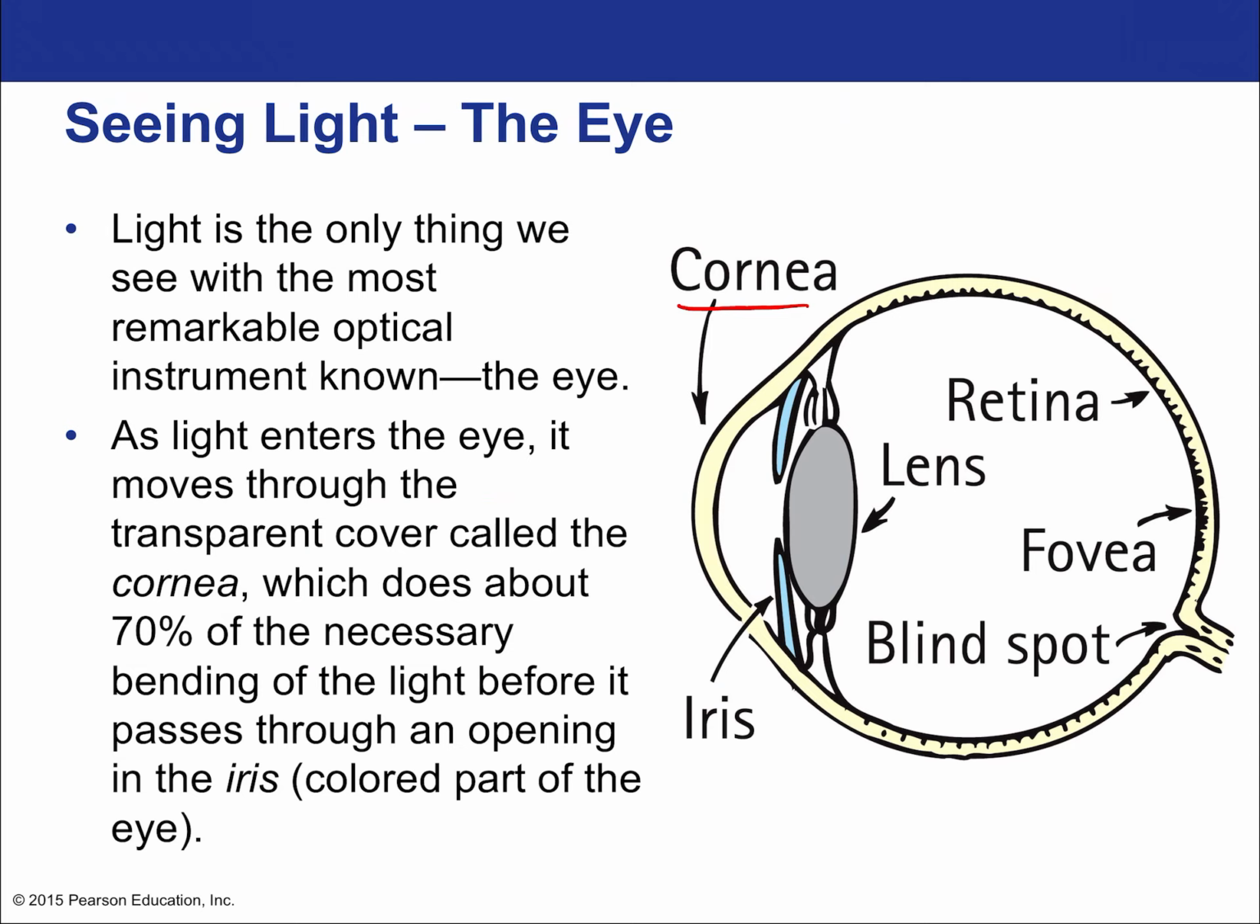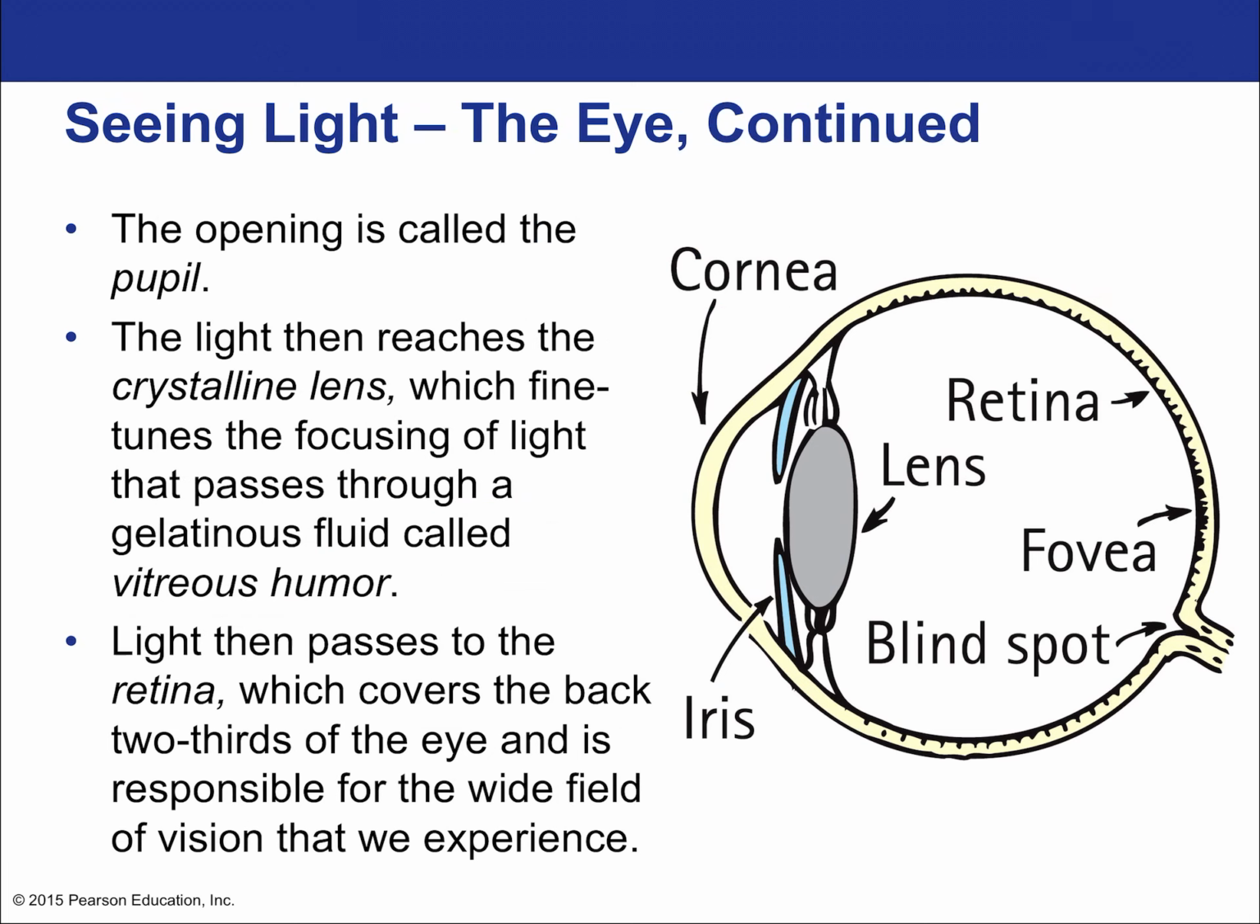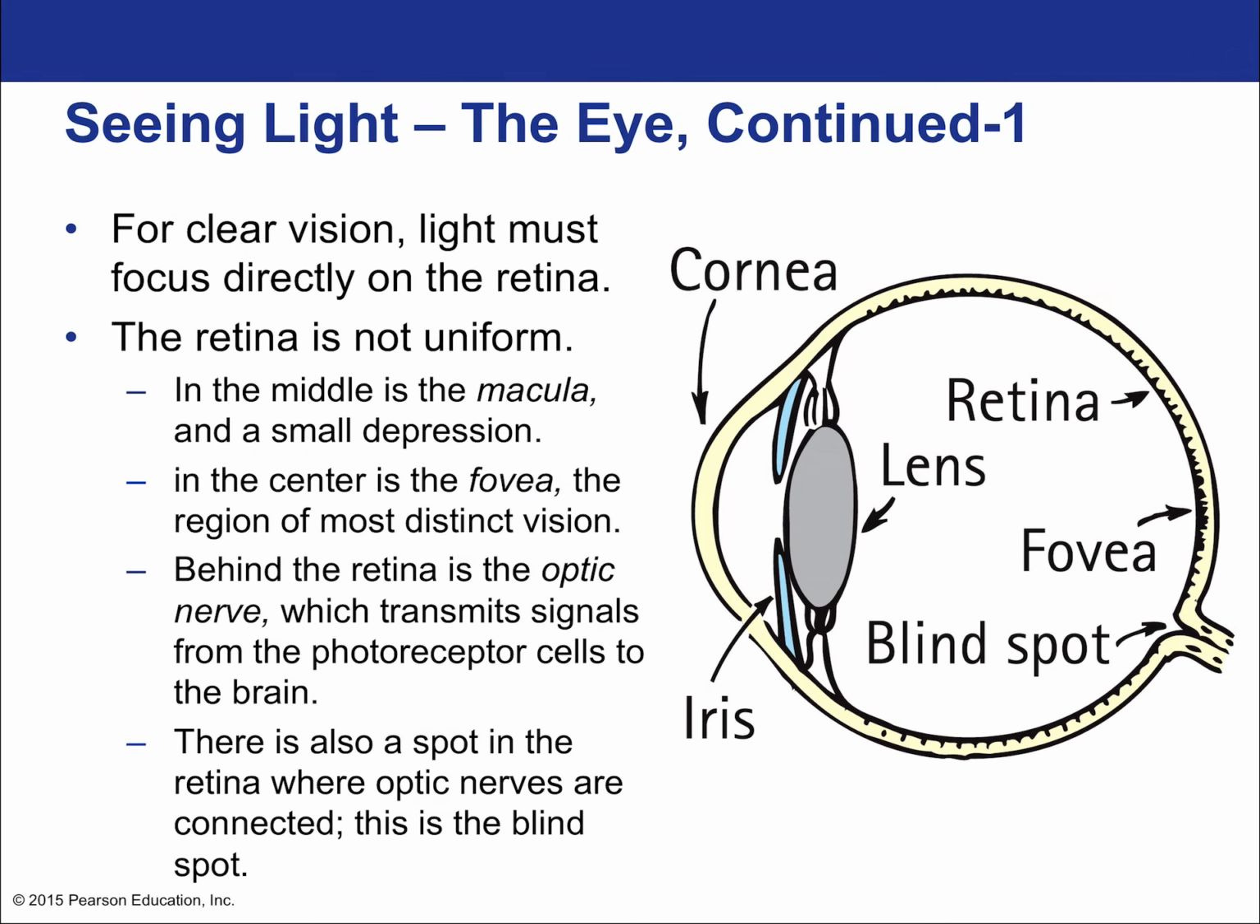And then it goes through an opening called the iris. Then that light is going to be focused on the retina, as we see, and some other steps involving passing through the crystalline lens and the vitreous humor of the eye. For clear vision, light must focus directly on the retina. And if it doesn't, then you might be nearsighted or farsighted, if the light is, say, focusing behind or in front of the retina. All right?